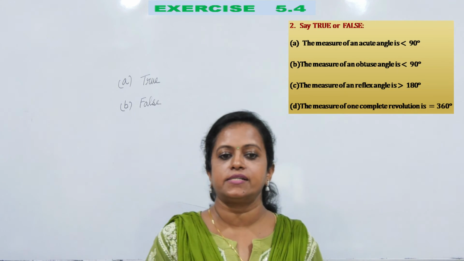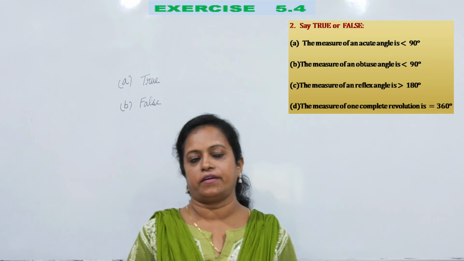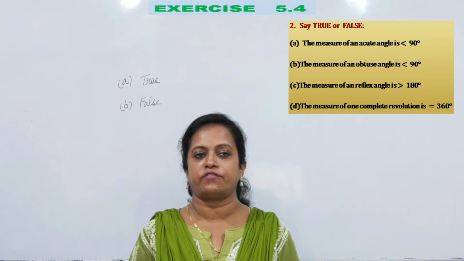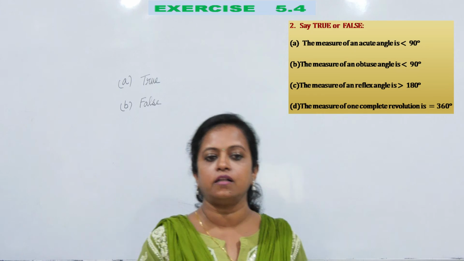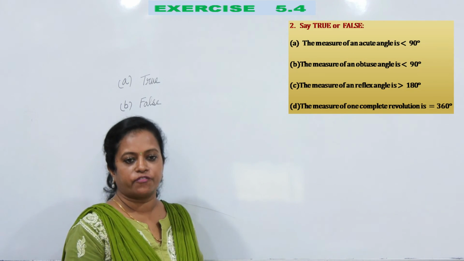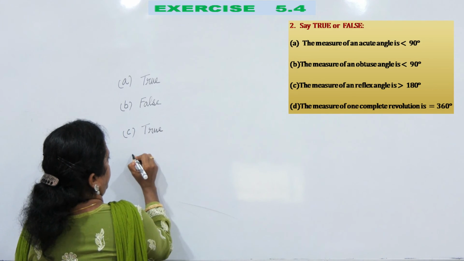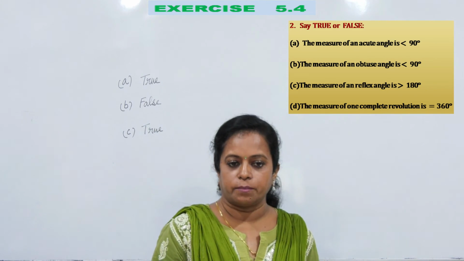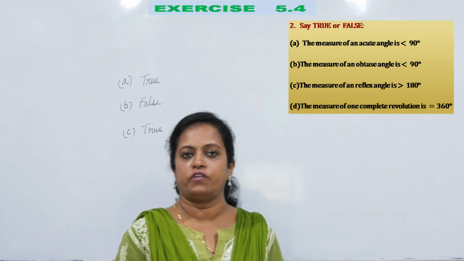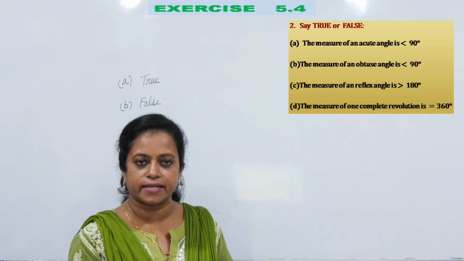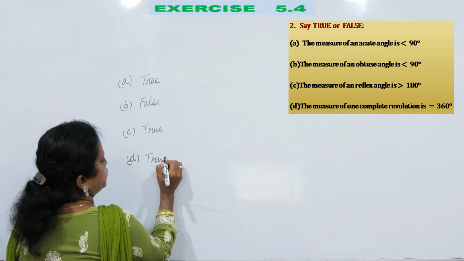The third statement reads, the measure of a reflex angle is greater than 180 degree. In reflex angle we learn the angles having measure greater than 180 degree and less than 360 degree are called reflex angle. So the third statement will be true. Option D, the measure of one complete revolution is equal to 360 degree. We know that in one complete revolution, the angle that is made is 360 degree. So the statement is true.